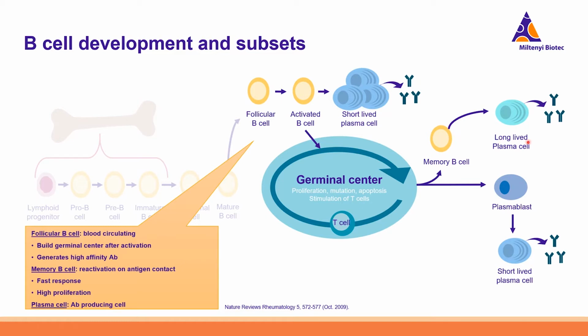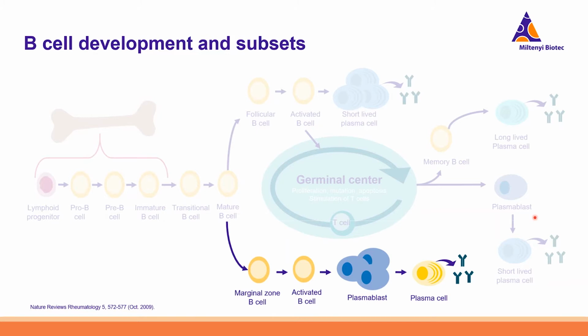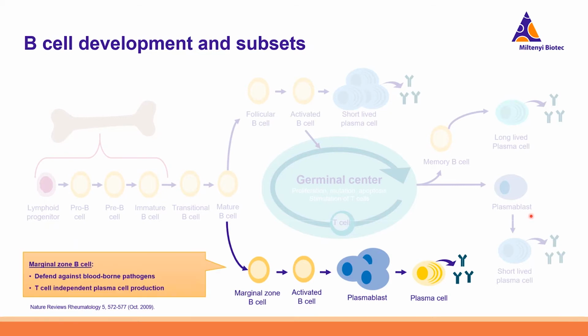And then we have the long-lived plasma cells that survive for much longer and produce antibodies over a lot of time. And also we have direct development into plasmablasts and then into short-lived plasma cells to quickly produce antibodies against pathogens. But then we also have the marginal B cells that are not undergoing this germinal center reaction. When they get the antigen contact, they are also getting activated and build plasmablasts and then plasma cells.